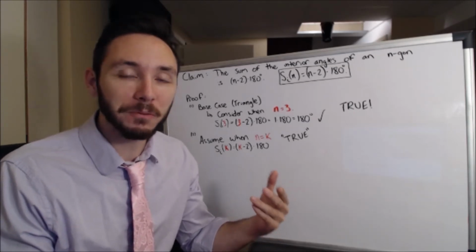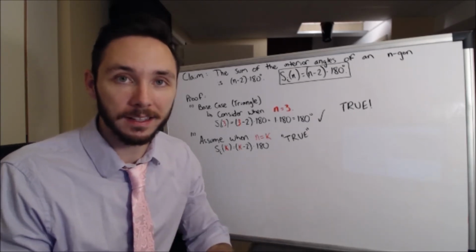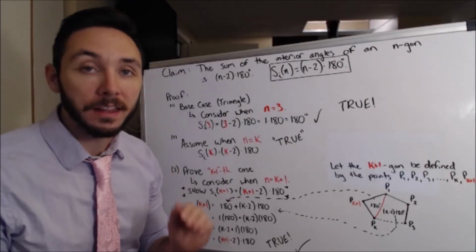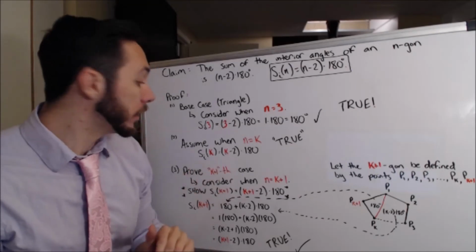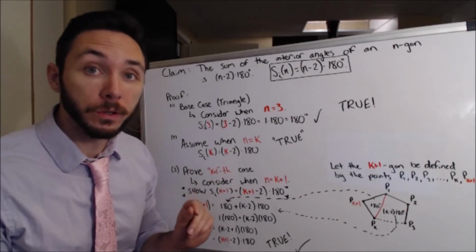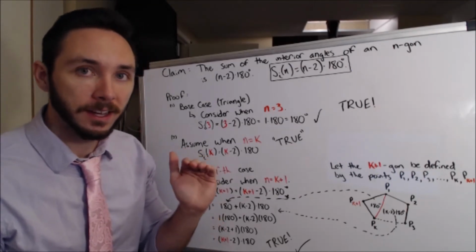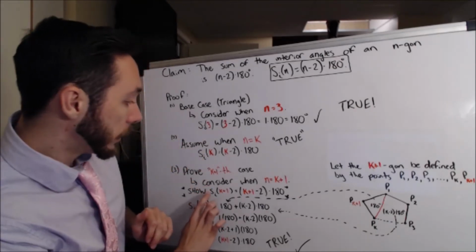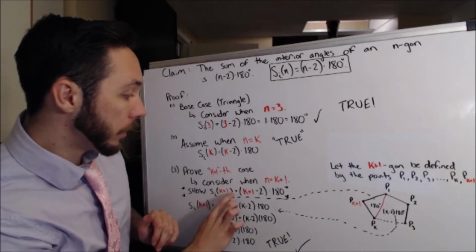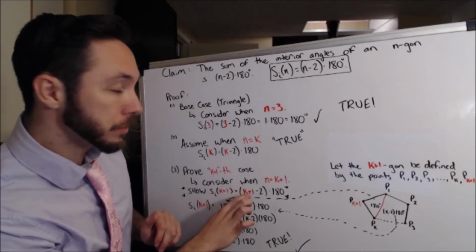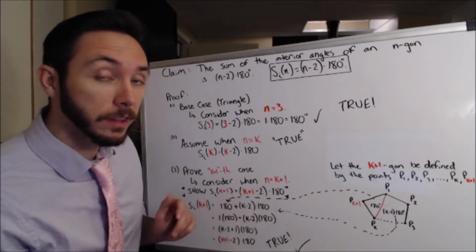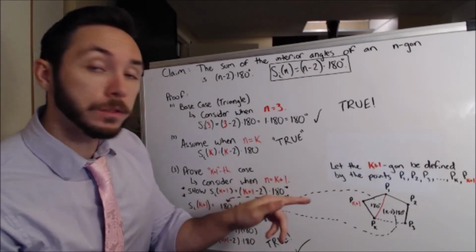So let's take a look at what this final step is going to look like. All right, so I had to get the board really, really close in here for this one. The final step: proving that the k plus 1 case is true using the assumption from step 2. So this line right here, showing that S of k plus 1 is equal to (k plus 1 minus 2) times 180. We want to prove that that statement is true using a diagram.